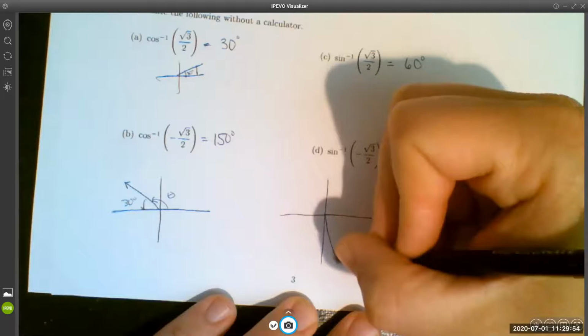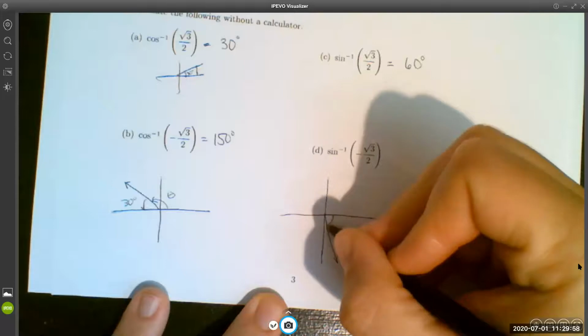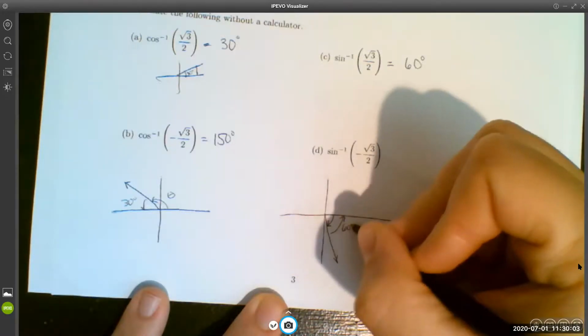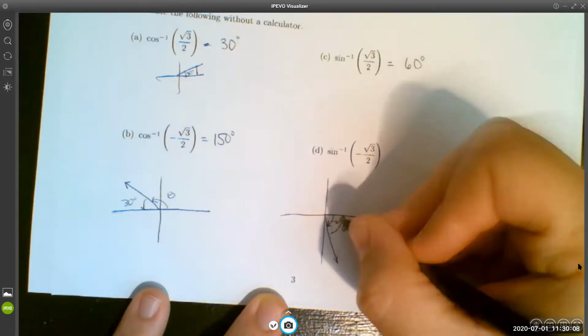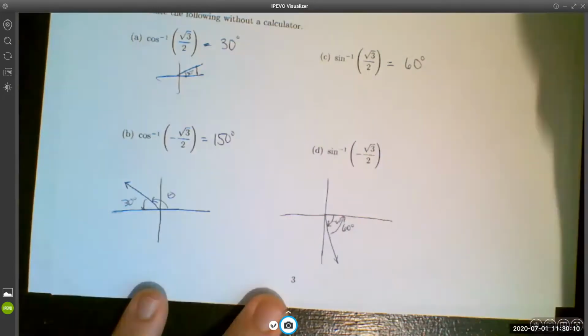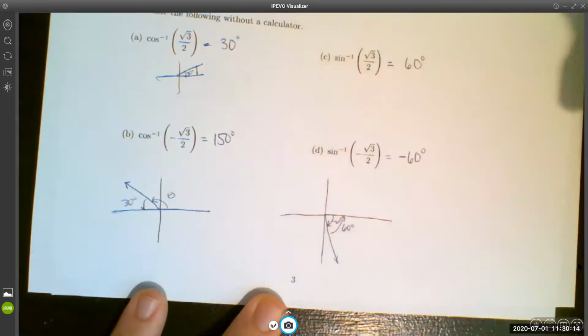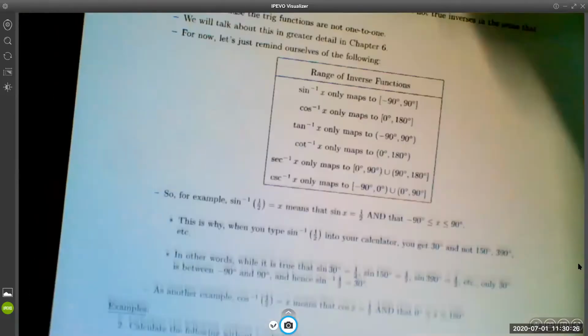You know that the reference angle, so this is the angle that you're interested in right here, should be 60 degrees. That means that this angle should be negative 60 degrees. It's the same value, but just going in the clockwise direction. So sine inverse of negative root 3 over 2 should be negative 60 degrees. Anyway, you can verify all of this on your calculator, but working through it mentally will help you to establish this firmly in your mind.